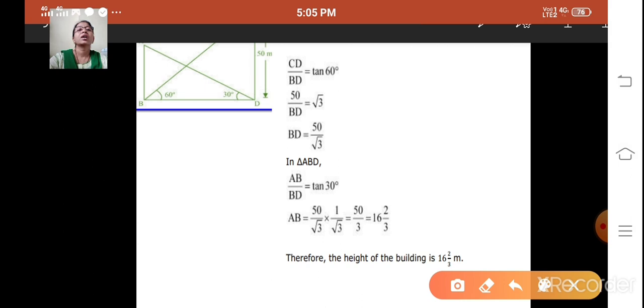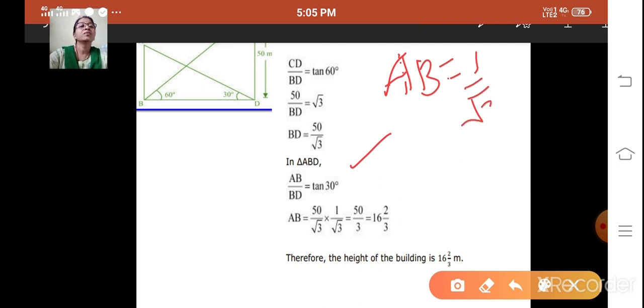Right? Now come to the smaller triangle, triangle ABD. So in the smaller triangle, again take tan of 30 degree. Tan 30 is AB upon BD. Right? So cross multiply, you will get AB is equal to tan 30, which is 1 upon √3, into BD. Right? Then we have the value of BD as 50 upon √3. So 1 upon √3 into 50 by √3.